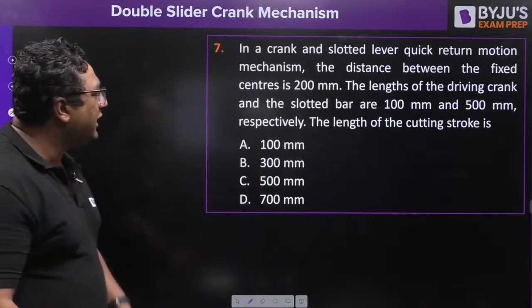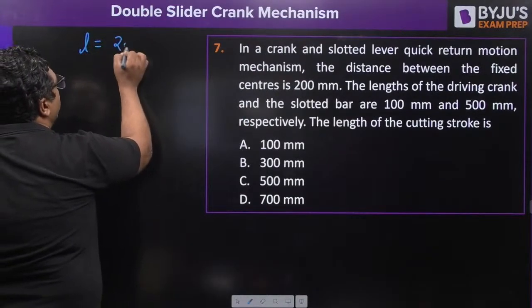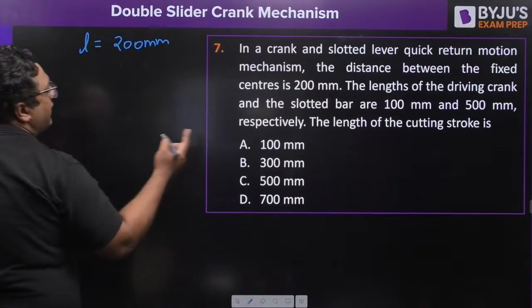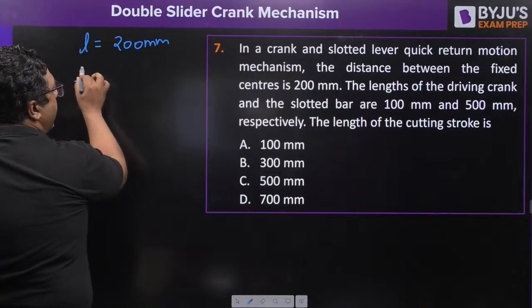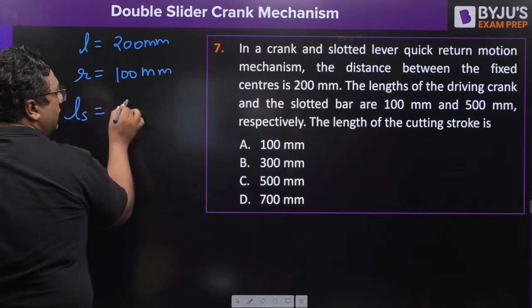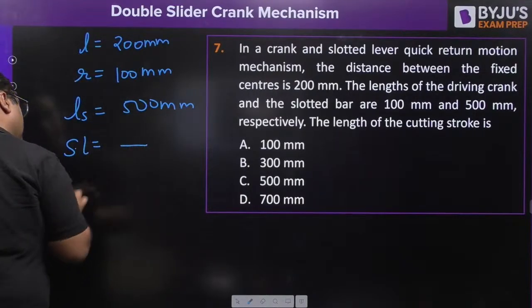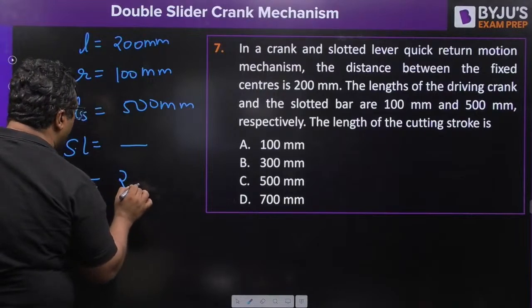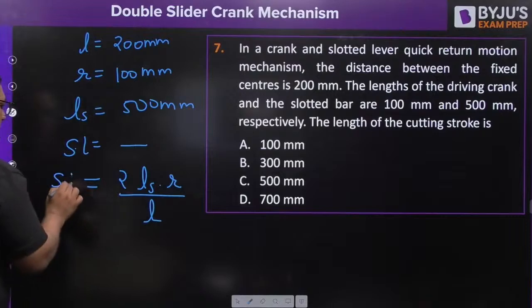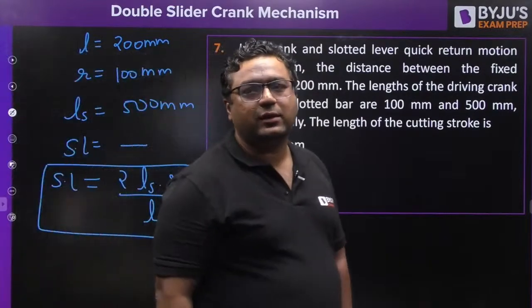In a crank and slotted lever quick return motion mechanism, the distance between fixed centers L is 200 mm. The length of the driving crank R and the slotted bar are 100. You need to find out the stroke length. I am giving you the formula: 2 L_s R upon L. This is the stroke length. Apply the formula, get the answer, give the answer.